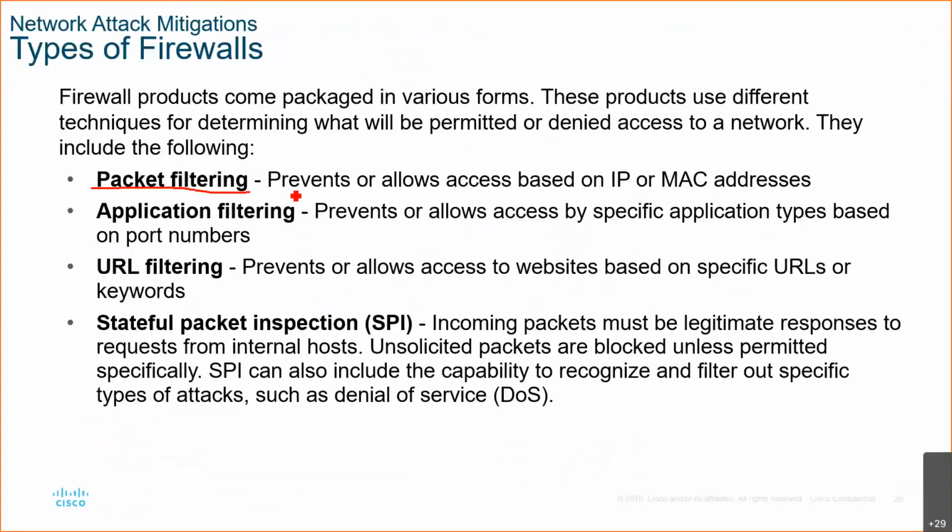Packet filtering prevents or allows access based on IP or MAC addresses. Application filtering prevents or allows access by specific application. URL filtering prevents or allows access to certain websites, like if you don't want your people in your enterprise to access any torrent websites. So put that in your filter. The moment they type it, they cannot go there.